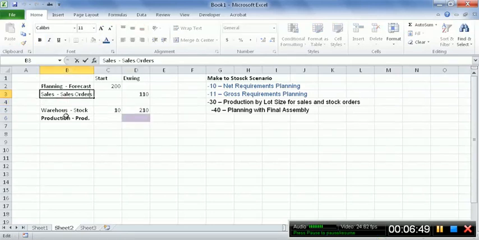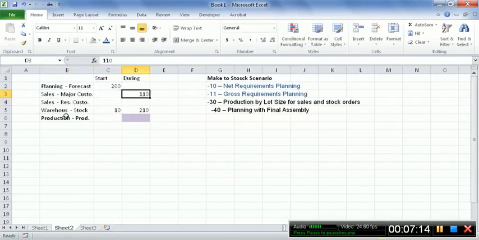So we have two types of sales orders. One is the major customers, and the other is the minor customers, or residual customers. If the scenario is such that we have some major customers who eat up the major part of the sales, and there are some residual customers to whom we sell, then we divide our production into two different types. For the major customers, we follow a sort of make-to-order scenario, and for the residual customers we follow a make-to-stock scenario.